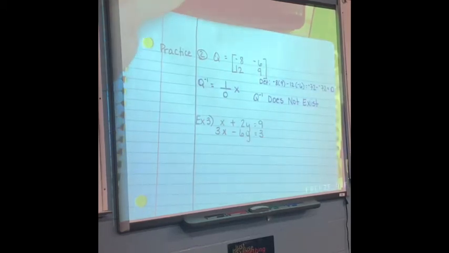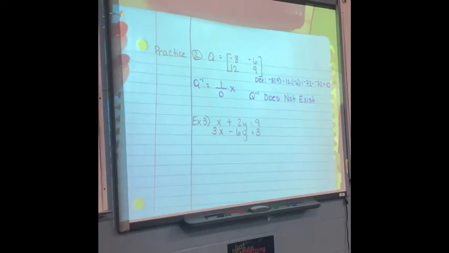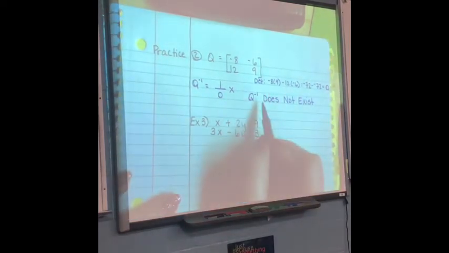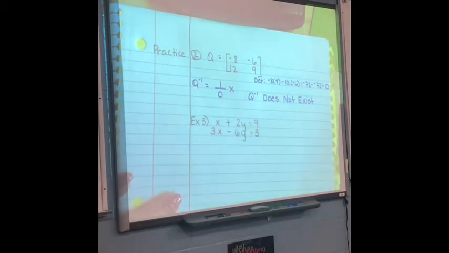The determinant is 0, and can that work? No. So the inverse of Q does not exist. The inverse of Q does not exist. If the determinant is 0, the inverse does not exist.